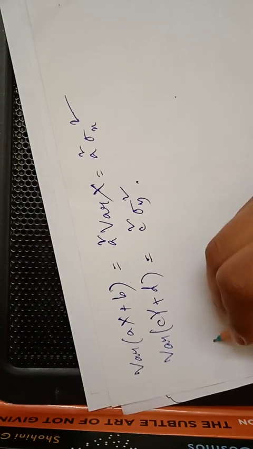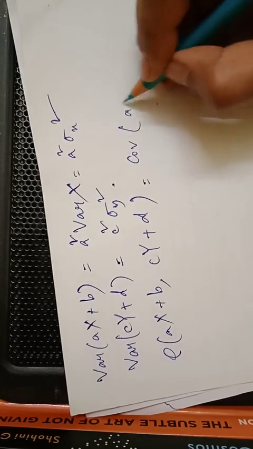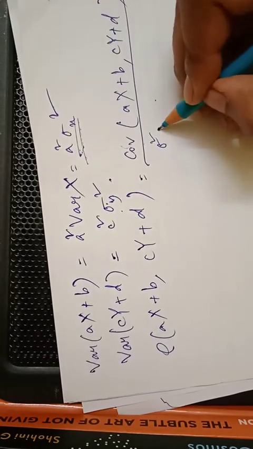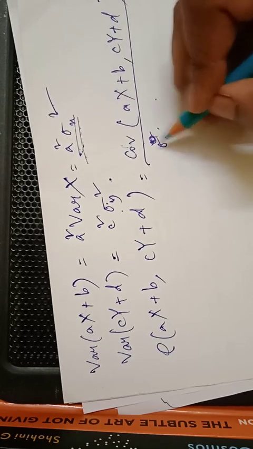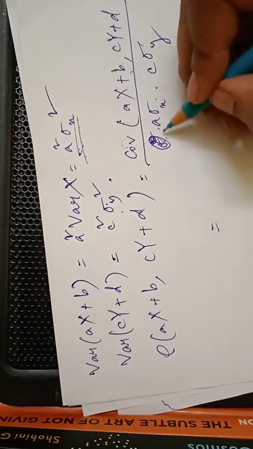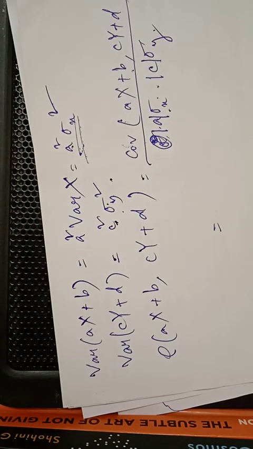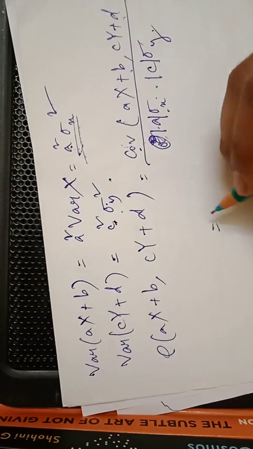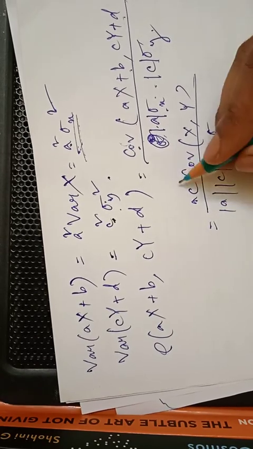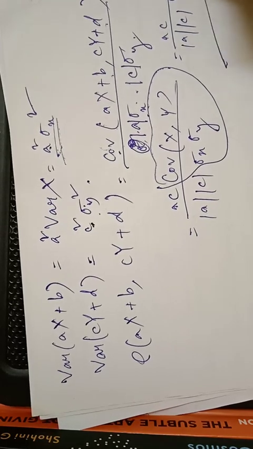Now starting with rho of ax plus b comma cy plus d, according to the formula, it has the formula covariance of this whole quantity ax plus b comma cy plus d by their sigma x and sigma y. That means by square root, that is a sigma x into c sigma y, right? Now a and c could be negative also, so we need to take mod over it, but sigma x sigma y both are always positive because they are positive square root of variance, so no need to take mod over them. And this thing is, we already calculated, ac covariance of x comma y by mod a mod c sigma x sigma y. Now this whole quantity is rho xy, so we can write it ac by mod a mod c rho x comma y. This proves the result.